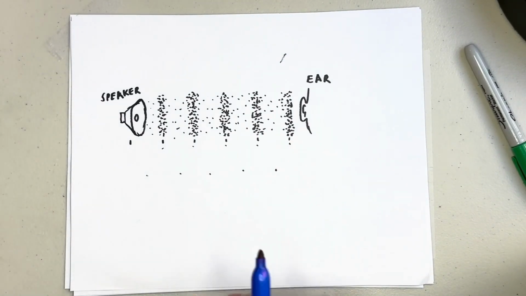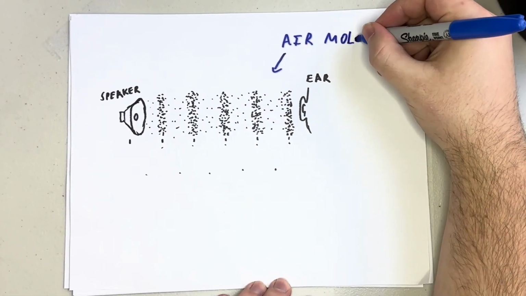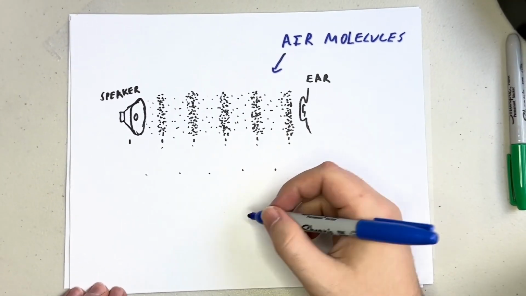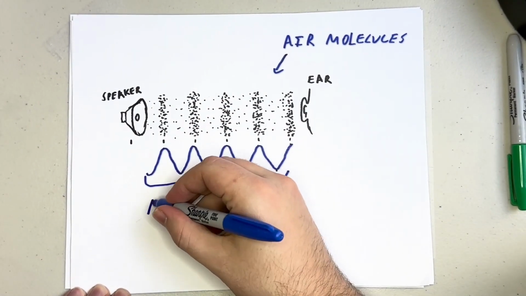A loudspeaker produces sounds, or acoustic waves, by using mechanical movement to vary the air pressure. The air molecules, you can see, are more dense where there are peaks in the acoustic wave down below.